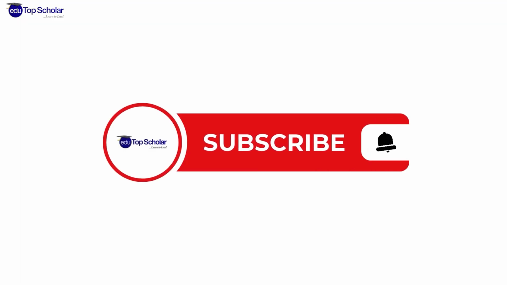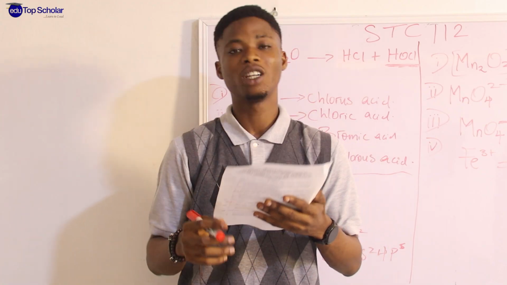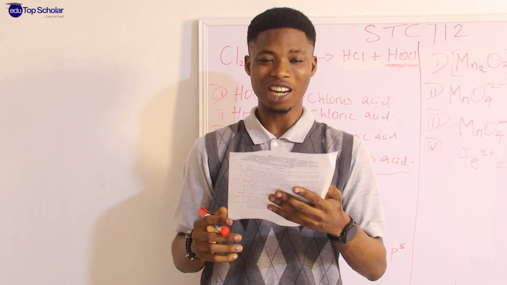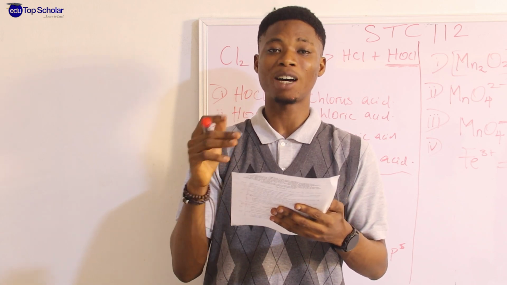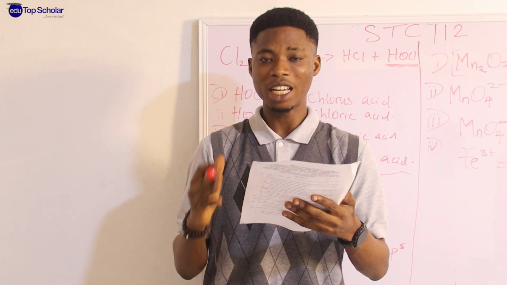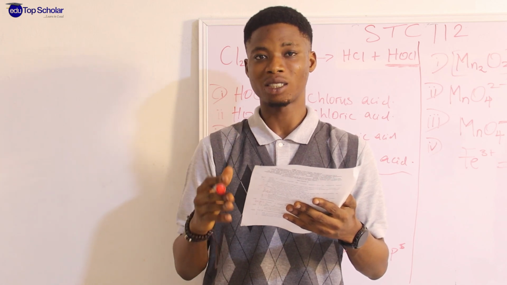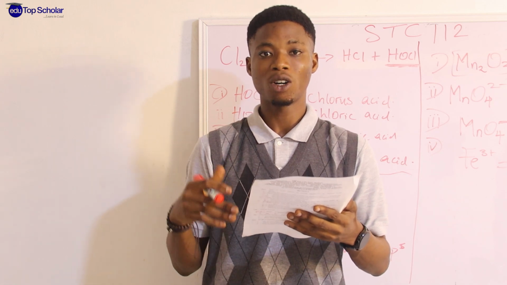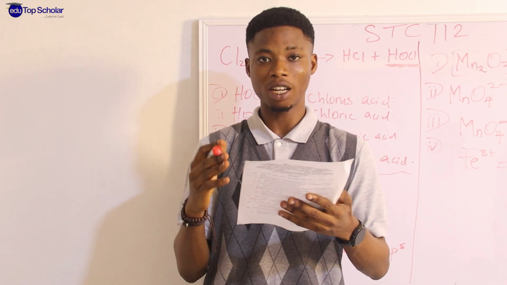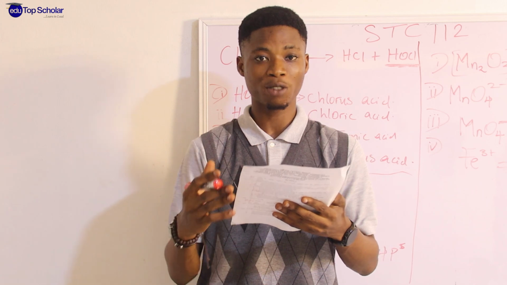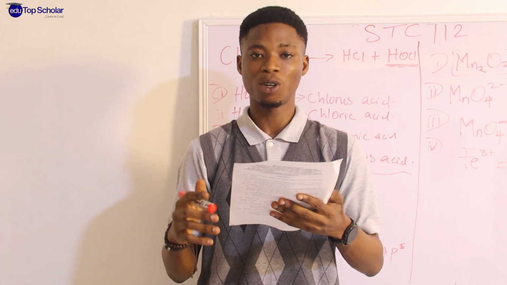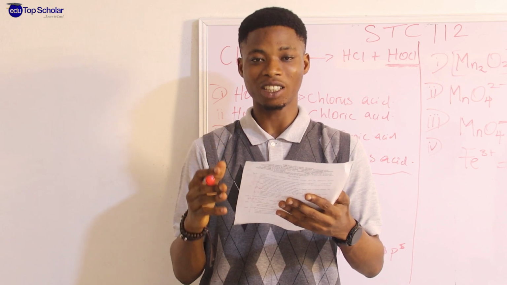The next question here says list 4 chemical properties of fluorine. One of the major chemical properties of fluorine is that it is highly reactive, very, very reactive, and it has the ability to react with all elements except the noble gases. And the reason it cannot react with noble gases is because noble gases already have a full electronic configuration, so there is no space for them to react with any element again. That's why it cannot react. So it is very, very highly reactive.